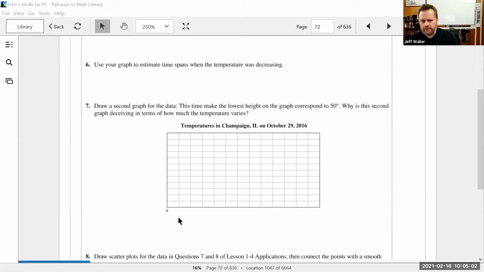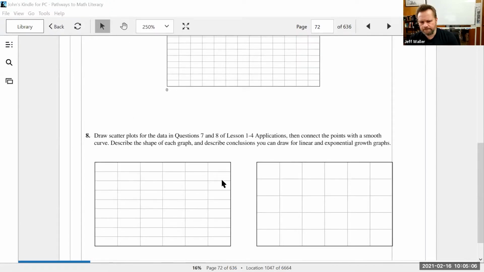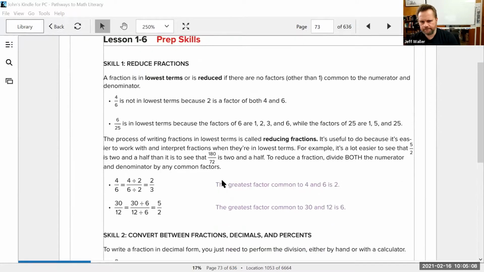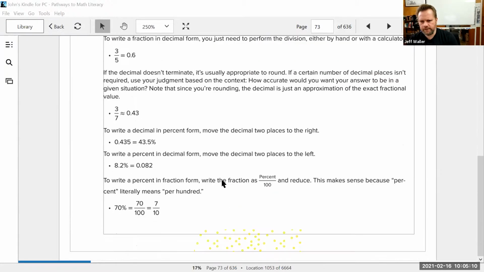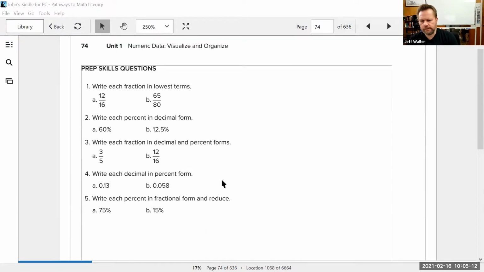And you don't have to use these. You could use your own graph paper. Okay. I like it. All right, so nothing too crazy there, hopefully.